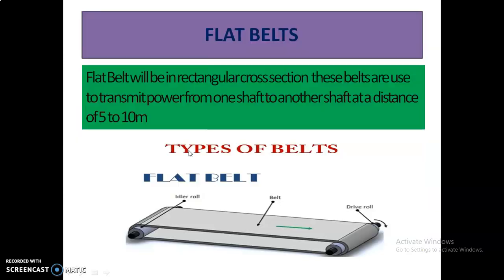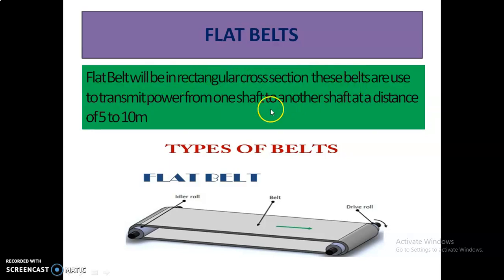So what is a flat belt? See here, flat belts. A flat belt will be in rectangular cross section. These belts are used to transmit power from one shaft to another shaft at a distance of 5 to 10 meters. Once again, listen: a flat belt will be in rectangular cross section.